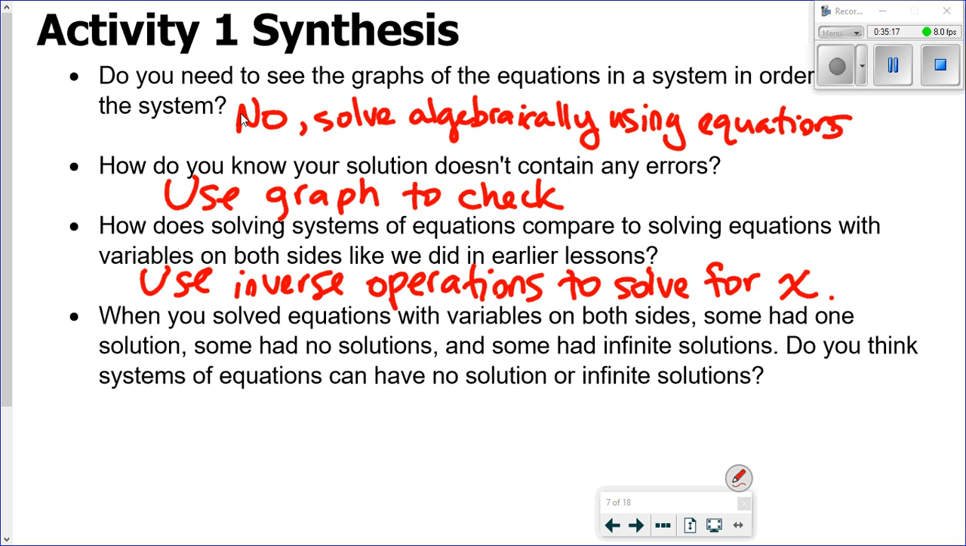When you solve the equations with variables on both sides, some had one solution, some had no solutions, and some had infinitely many solutions. Do you think systems of equations can have no solutions or infinite solutions? Well, in previous lessons, we've already learned that systems can have no solutions, right? When we saw it on a graph, what did that look like? Well, that was two parallel lines, right? When the lines intersected, we learned that that represents one solution to a system. So, could they have infinite solutions? Well, we did actually see this in one of our previous lessons as well.